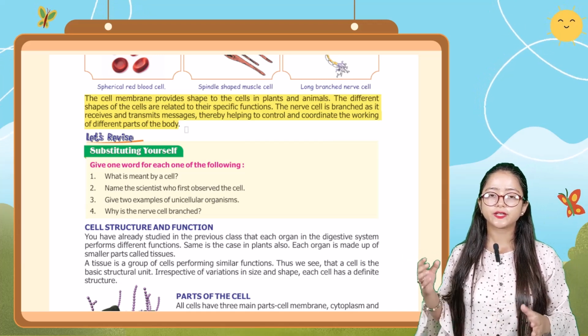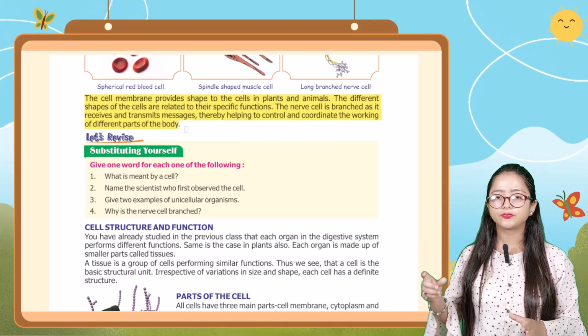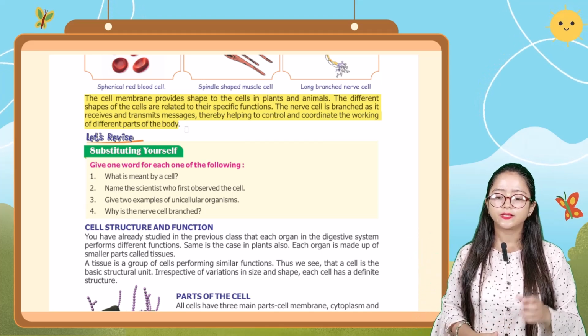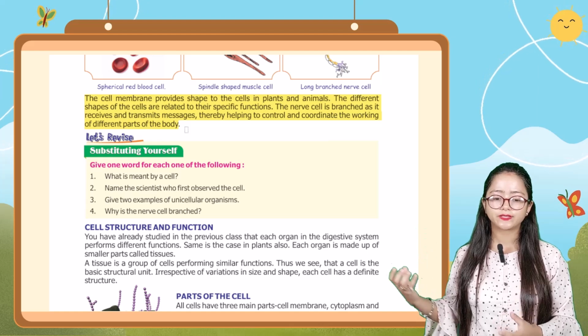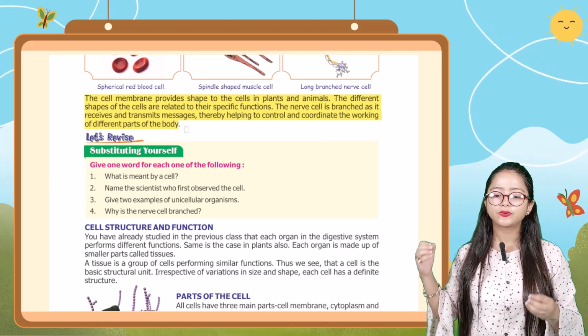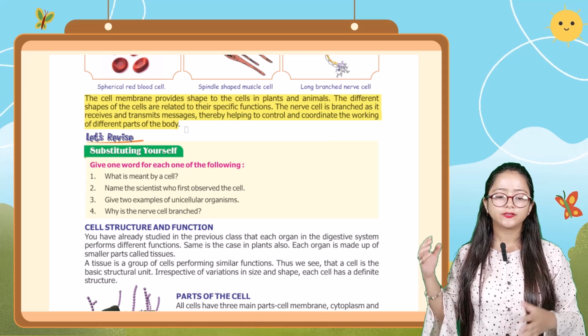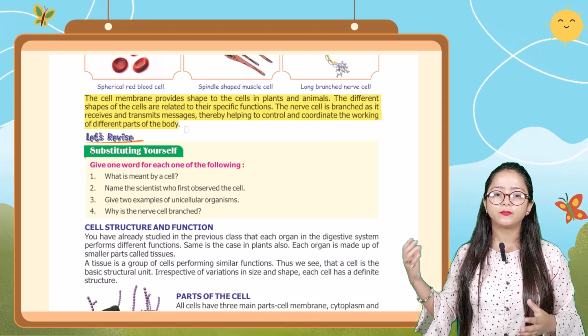The cell membrane provides shape to the cell in plants and animals. The different shapes of the cell are related to their specific functions. The nerve cell is branched as it receives and transmits messages, thereby helping to control and coordinate the working of different parts of the body.